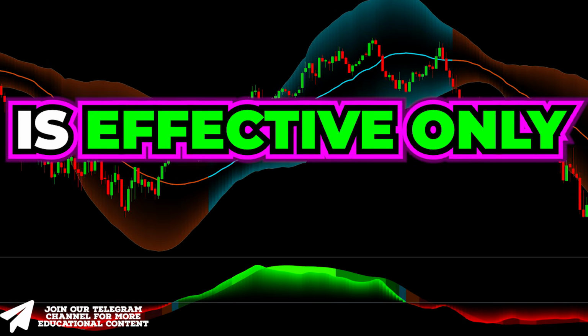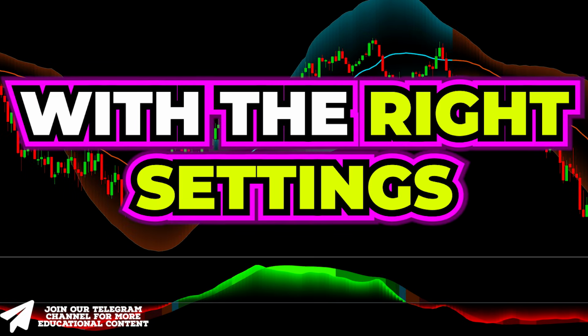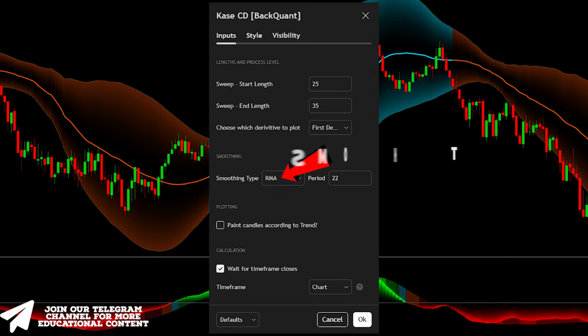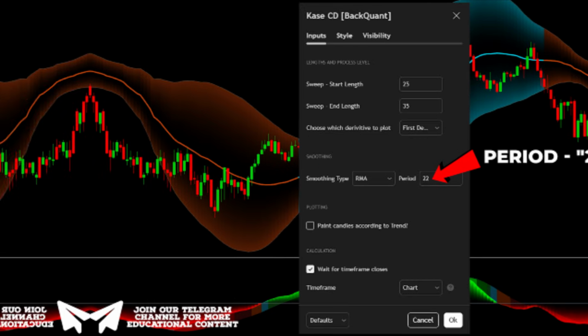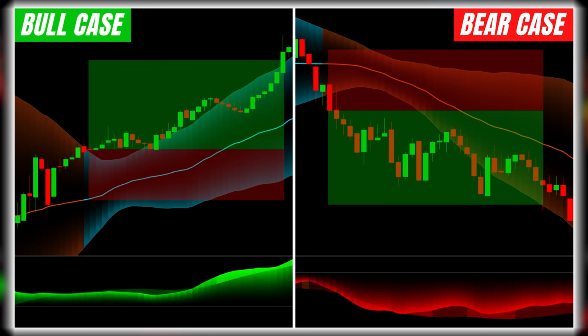Remember that filtering is effective only with the right settings. So, in the Inputs menu, change the smoothing type to RMA and the period to 22. And here are strong examples of both long and short trades following our recommended risk management rules, where we set a stop slightly below or above the latest swings and use a 1.5 to 1 risk-to-reward ratio as a target.